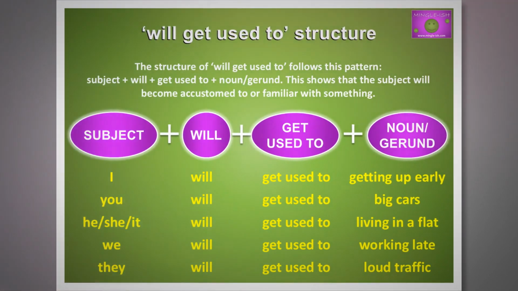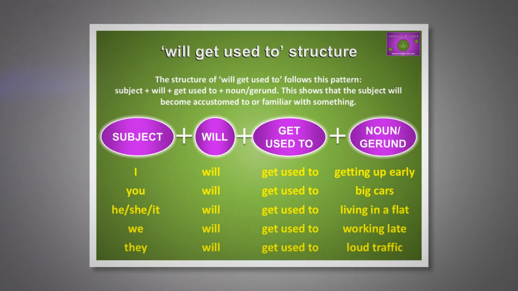It can also be used in the future tense. The structure is subject plus will plus get used to plus a noun or gerund. This shows that the subject will become accustomed to or familiar with something. For example, she will get used to living in a flat.